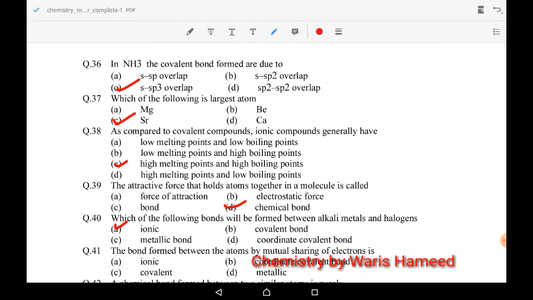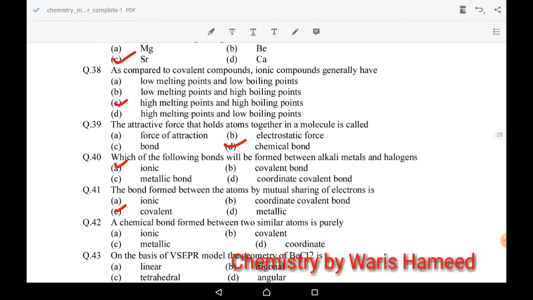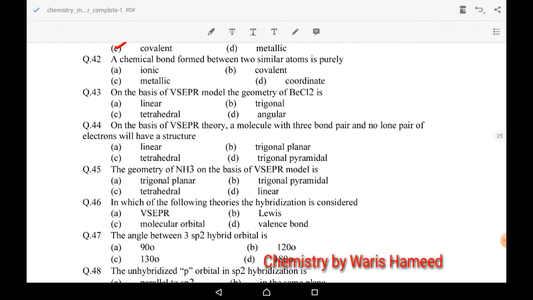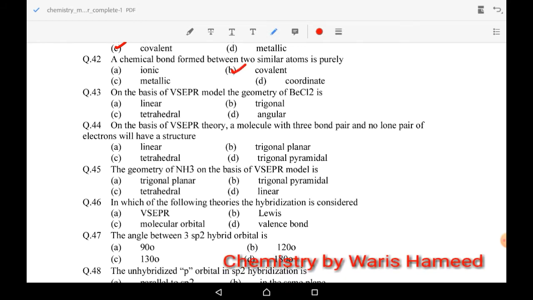Next MCQs, the bond formed between the atoms by mutual sharing of electrons is a covalent bond. A chemical bond formed between two similar atoms is purely covalent. If atoms are similar, there will be no electronegativity difference, then we can say that the bond is totally covalent.